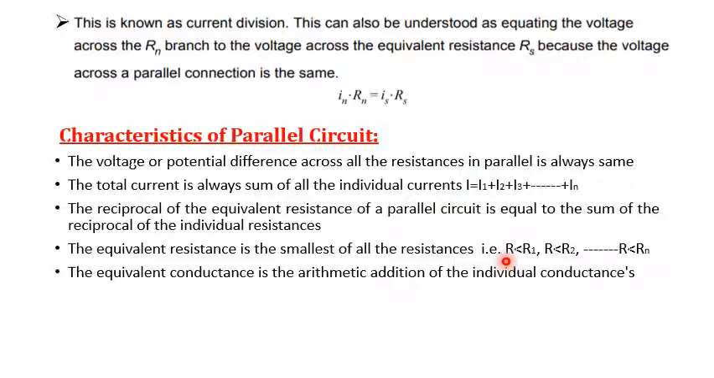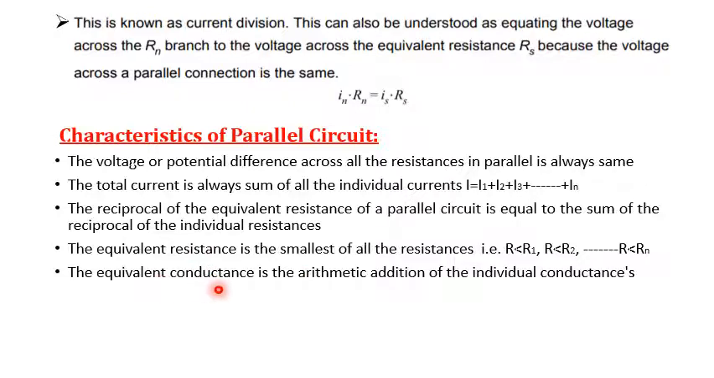So here we can consider R equivalent is less than R1, and R equivalent is less than R2, and so on up to R equivalent less than Rn.